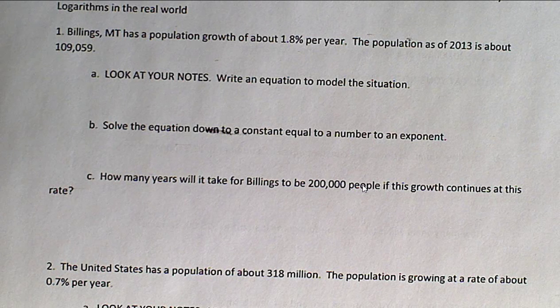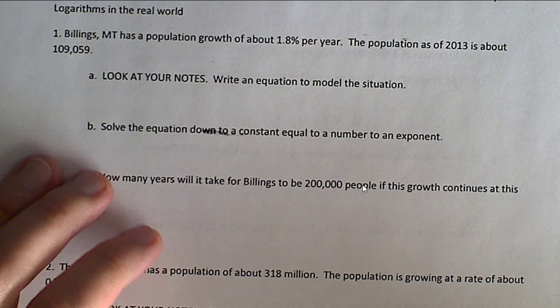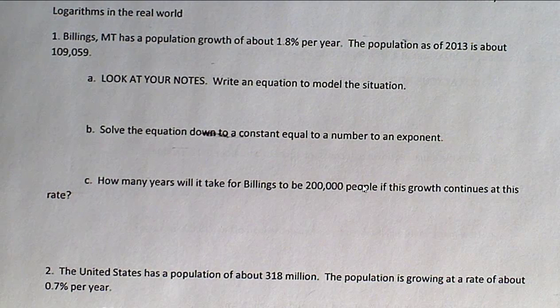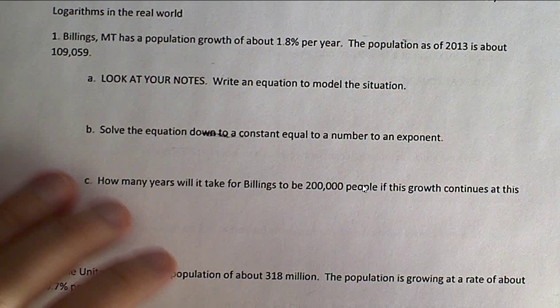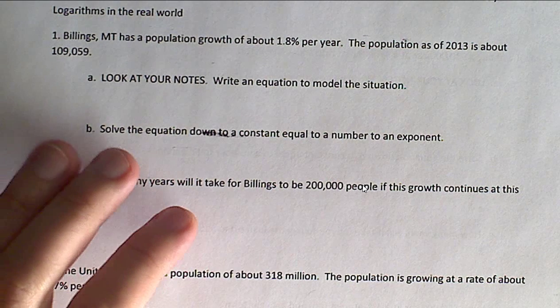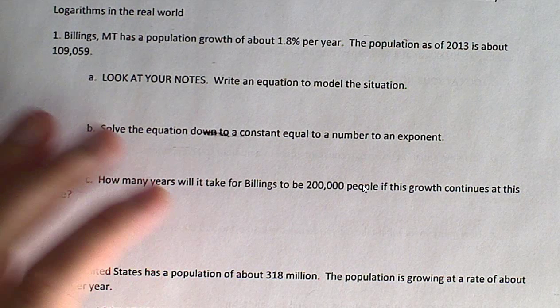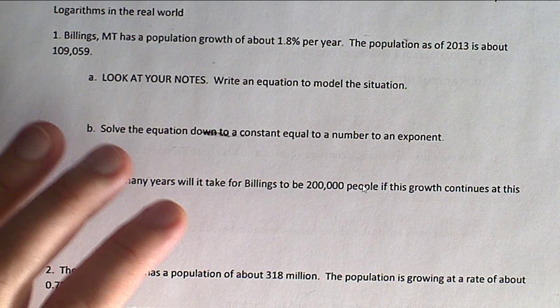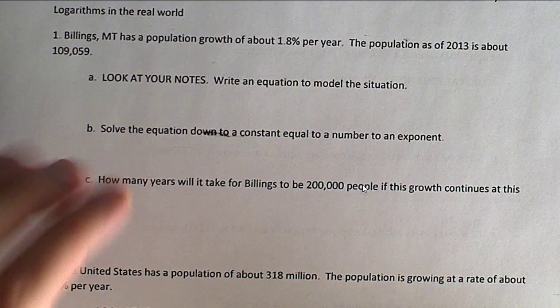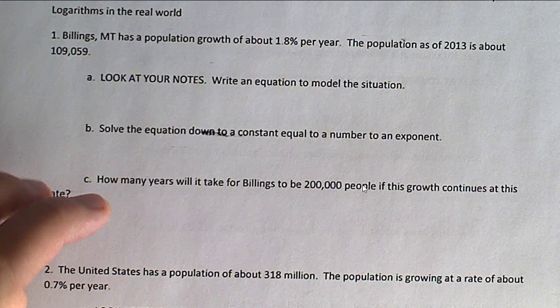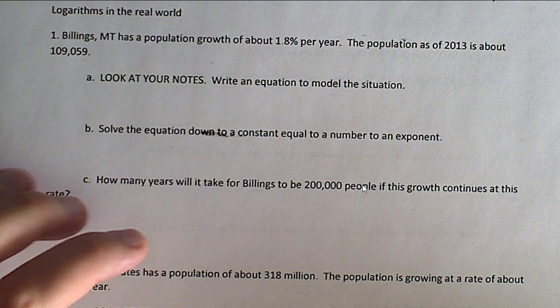Okay, so for this assignment, taking a look here, Billings, Montana has population growth of about 1.8% per year. Population as of 2013 was 109,059. Well, these are the last accurate numbers we have, 2013. Every 10 years, there's an actual accurate census, and Google makes an estimate every 4 years based on the census. That's part of the Constitution.